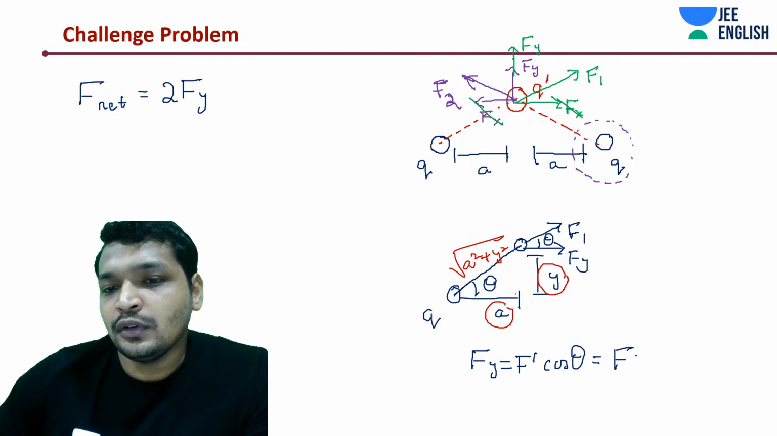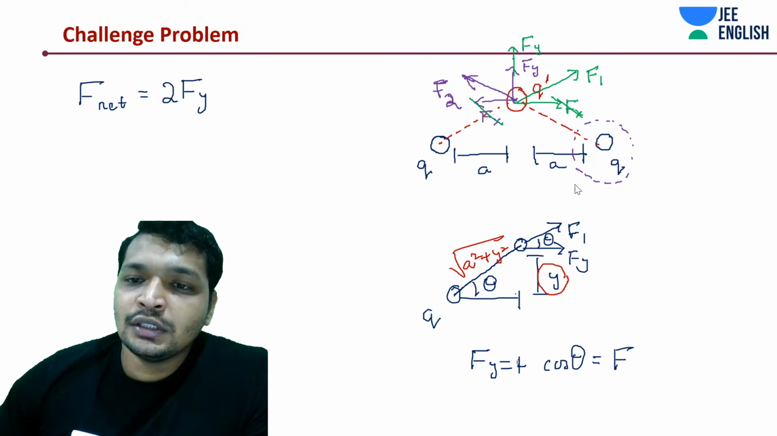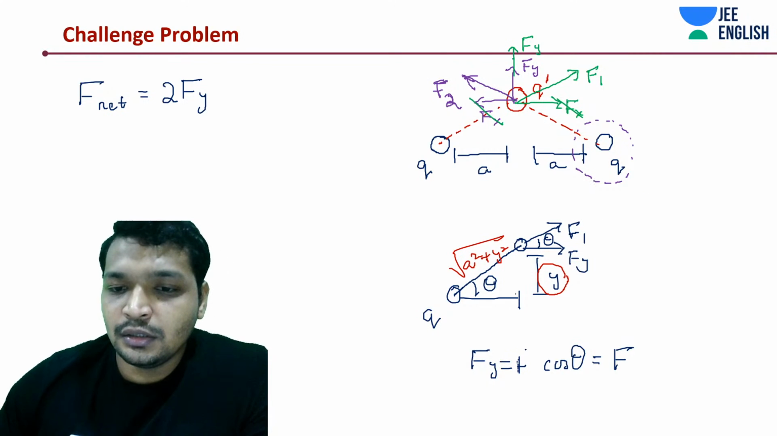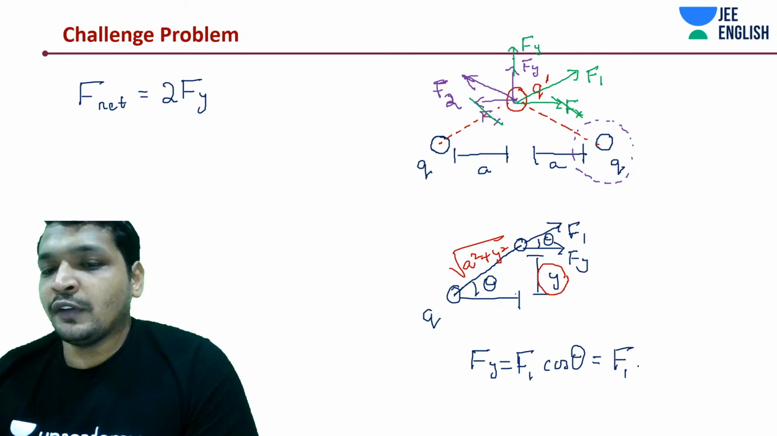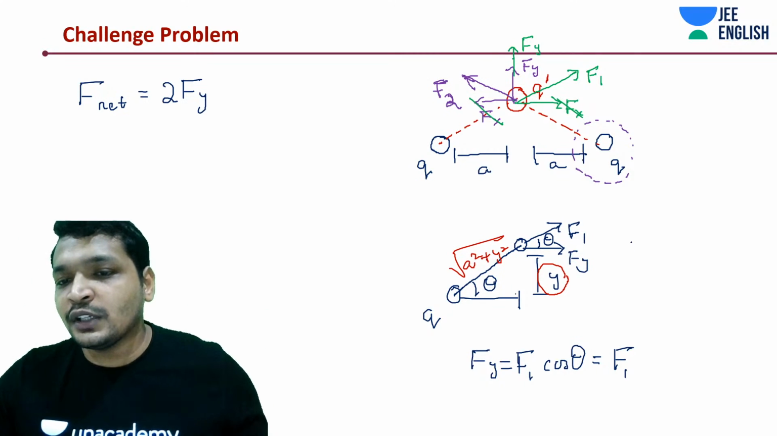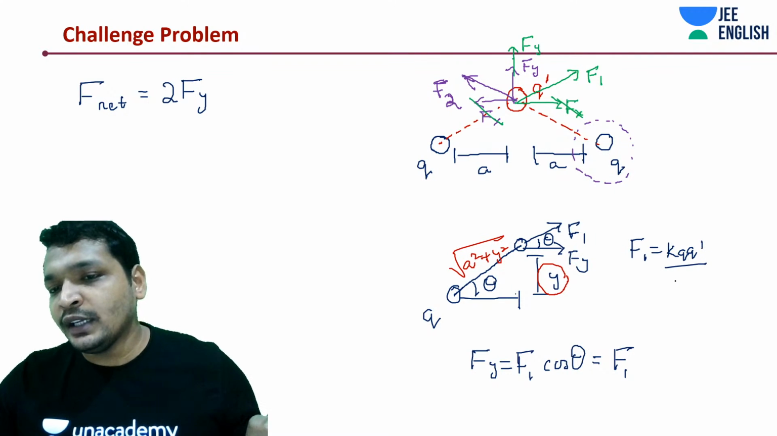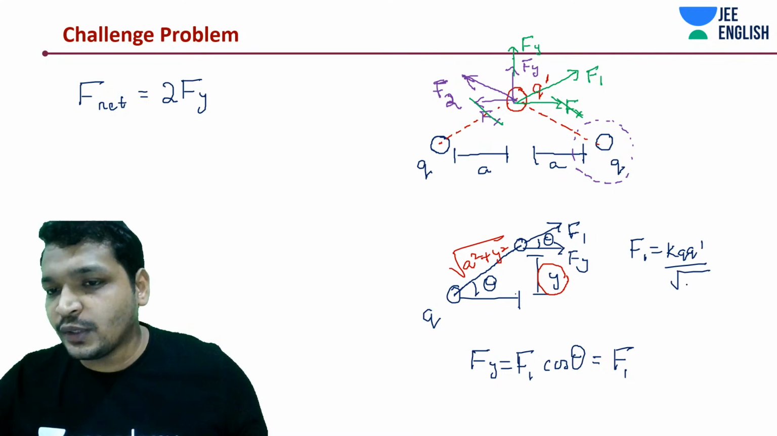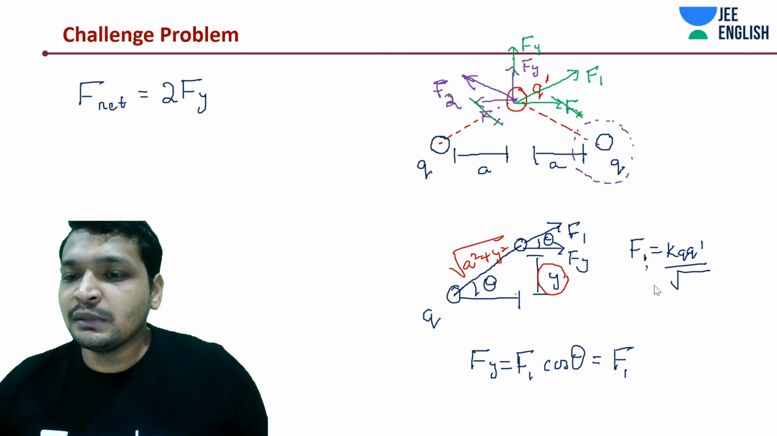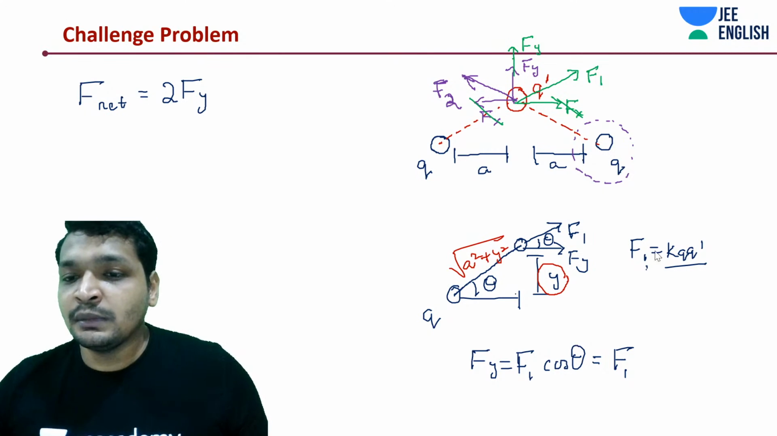f dash of, or f1, I guess this is not f dash, f1 cos theta should be f1 into, we can find out f1 is really simple, under root of a square plus y square. What is f1? Simply f1 is k into q dash divided by under root of a square plus y square, whole square. So you will simply write it down as, anyway, let's write it down.